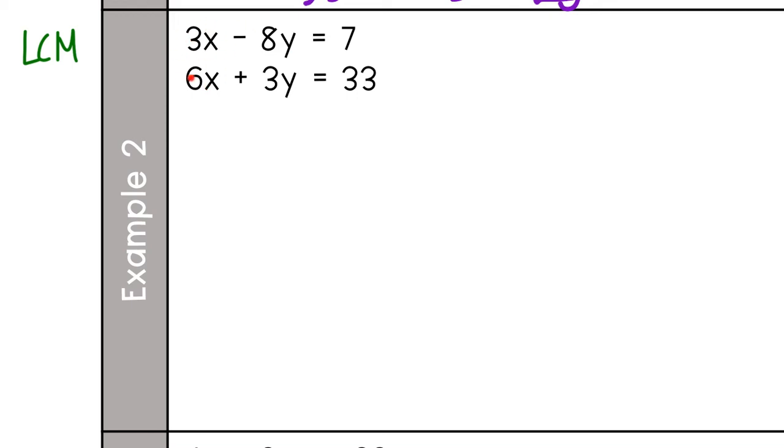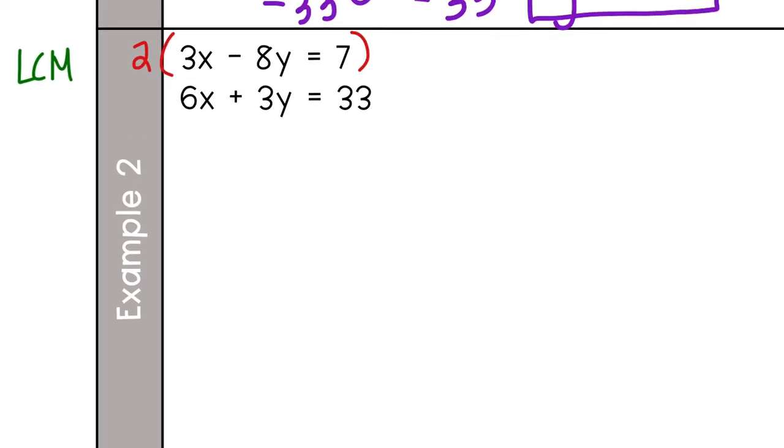So in this one, we're going to fix the x part. So you see that smaller number 3. What would I have to multiply it by for it to become 6? I would need to multiply by 2, which means I need to do that to the entire equation. Okay, so let's multiply that out. What is 2 times 3? 6x. What is 2 times negative 8? That's negative 16y. And then 2 times 7 gives me 14.